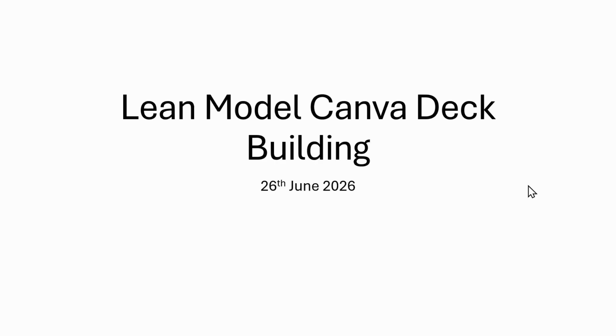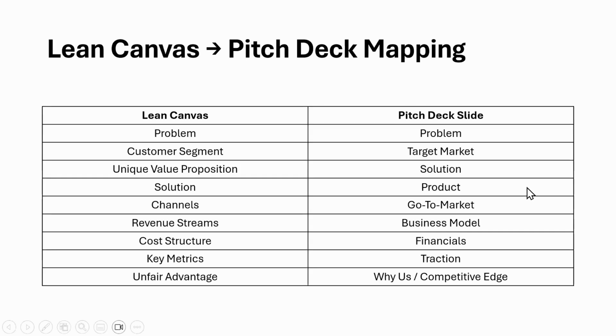Okay, let's start. So, Lean Canvas to pitch deck mapping. What are the things that we saw in the Lean Canvas? Starting with the problem, right? And then the customer segment, the target market, where we say who will buy my products. Then we talk about unique value proposition, that is also the solution, like the value that you're going to give them. Next, you talk about the solution. That is the product. What is it that you're selling?